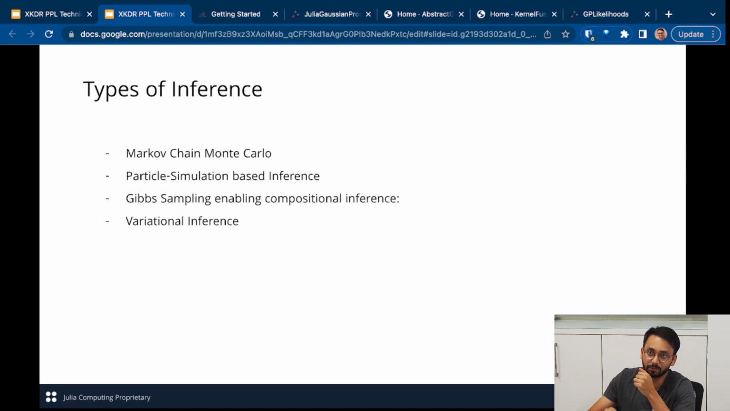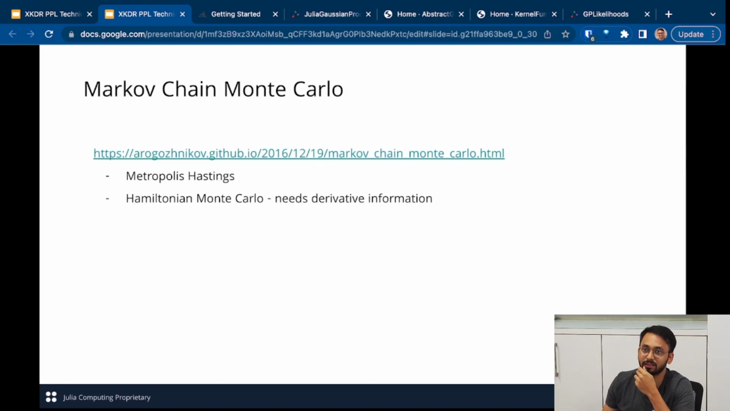So Turing supports 4 main types of inference. Today we mostly cover MCMC because it's the most fundamental kind of inference which is important to understand.